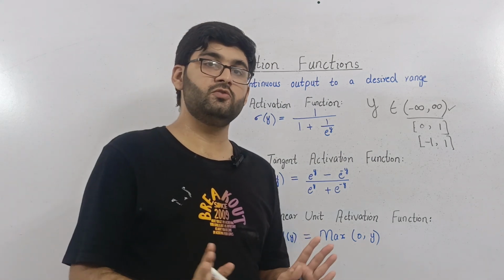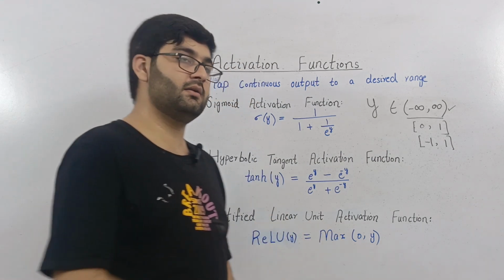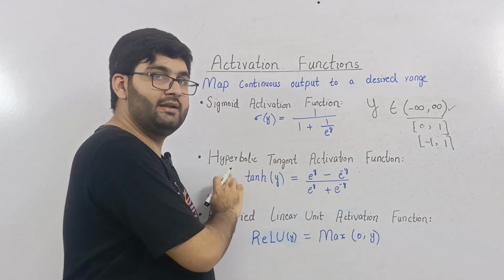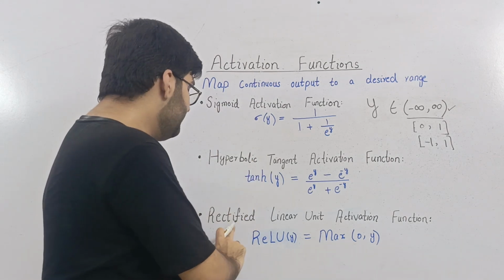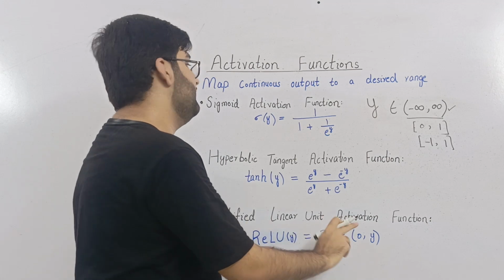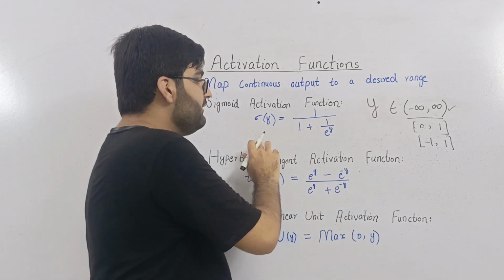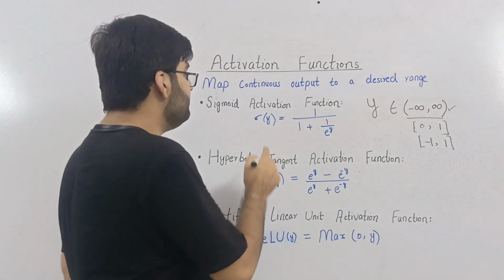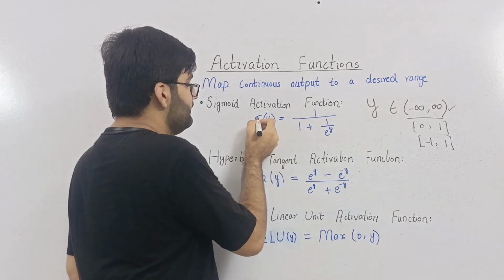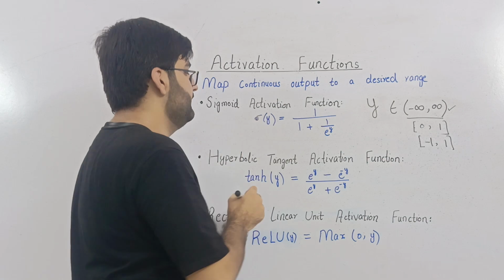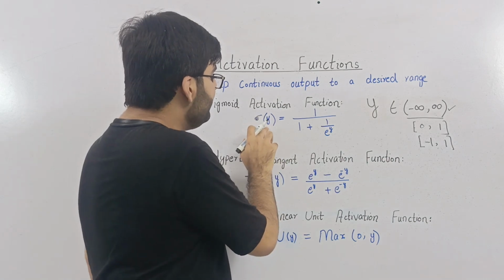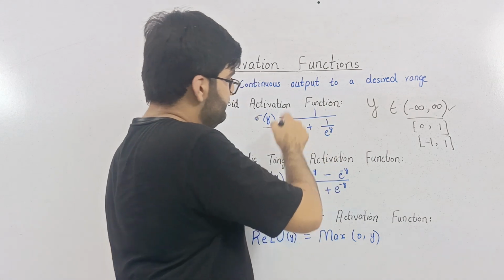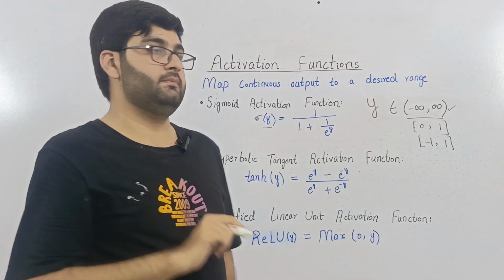Three commonly used activation functions are the sigmoid activation function, hyperbolic tangent activation function, and the rectified linear unit activation function. This is the equation of the sigmoid activation function. It is represented by the sigma sign. This is sigma, and it will take as input this y, apply this function and give the output.